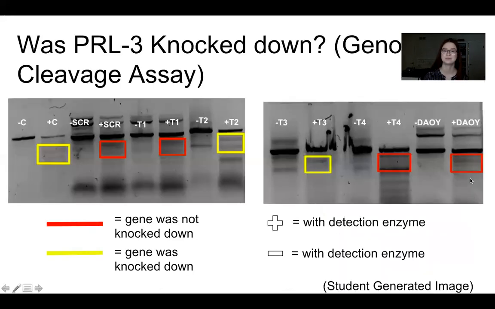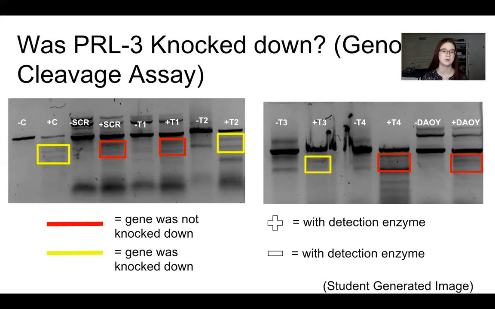So did this work? This is the results of the genomic cleavage assay, or whether or not the PRL3 gene was able to be knocked down. In the first 2 columns, I have my negative and positive control that came with the genomic cleavage assay kit. These 2 columns represent what a good cut by the detection enzyme should have looked like. The negative control is without detection enzyme, and the positive control is with detection enzyme. So the negative sign always means without detection enzyme, and the positive sign means with detection enzyme.